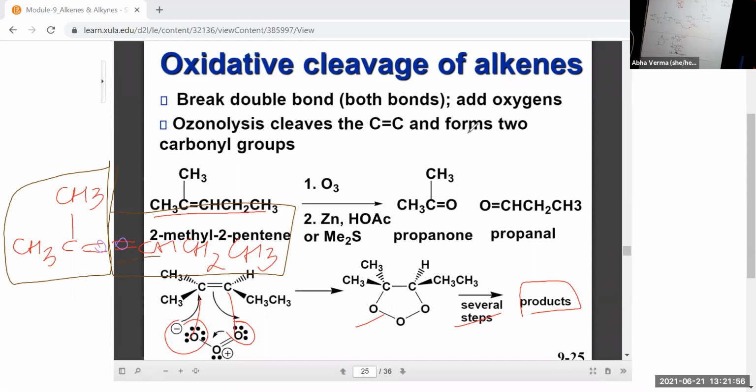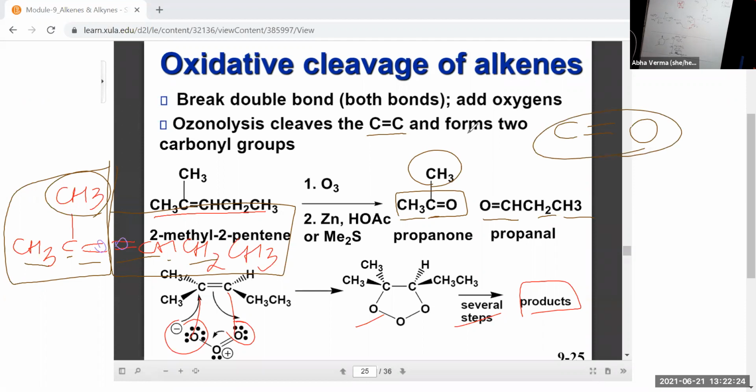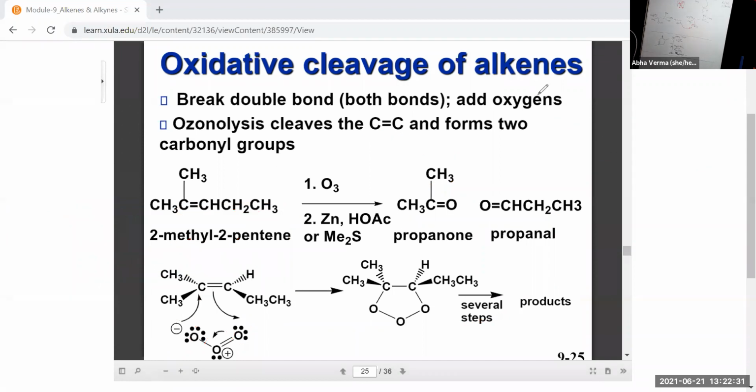So let's see. Oxygen with the CH2, CH3. And then CH3 right here with this C, this CH3 and the oxygen. So instead of having a carbon-carbon double bond, I now end up with a carbon double bonded oxygen or a carbonyl functionality. However, with decreased number of carbons. Do you see what happened? What just happened here?